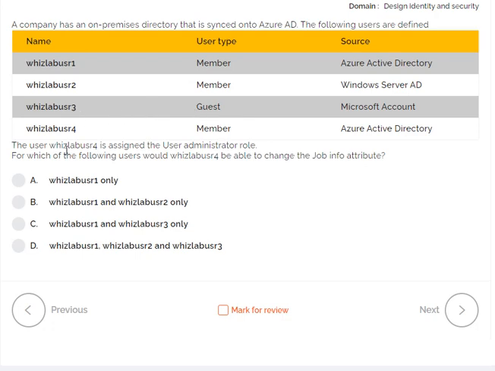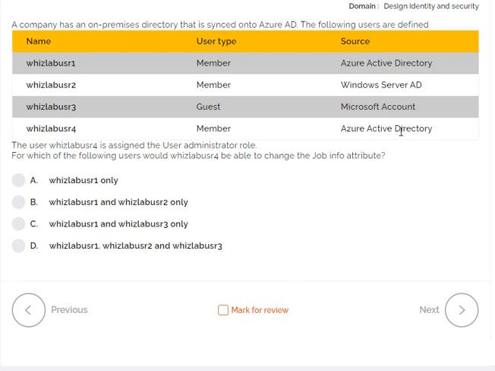But here we have the requirement. The requirement is that the user WizLab user 4 is assigned the administrator role. So this user, who is an Azure Active Directory user, has been assigned the administrator role. For which of the following users would WizLab user 4 be able to change the job info attribute? This is a tricky question, and I will request you to go through Google to get the correct answer, but I will assume what it could be.